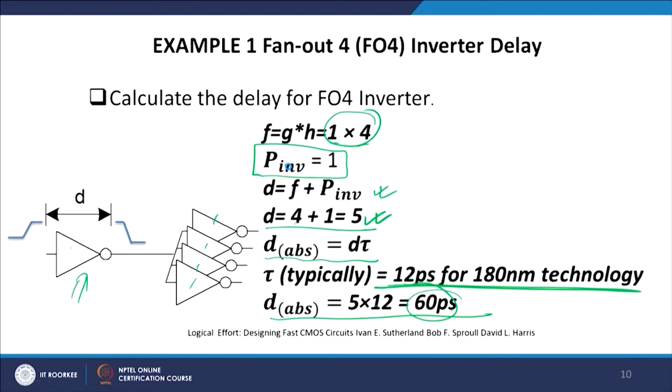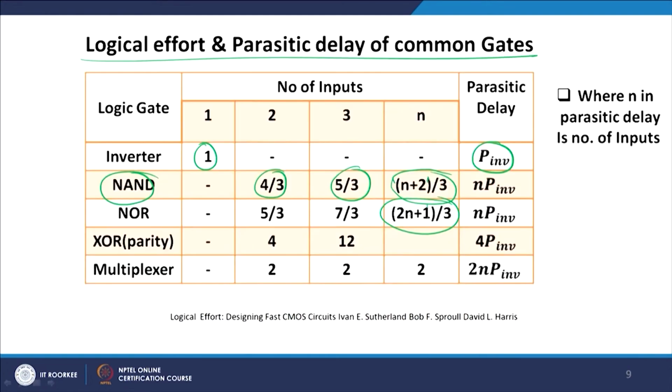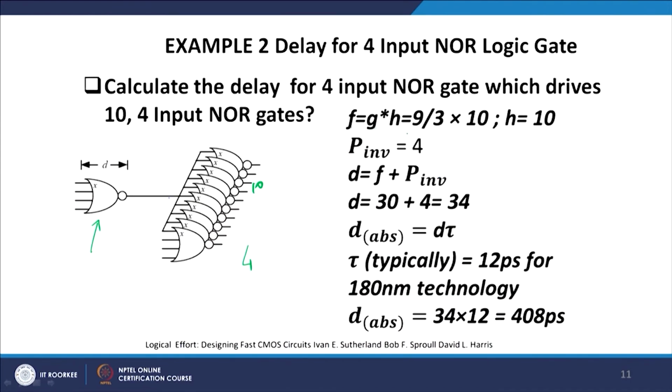Let me just show it to you. For a 4 input NAND gate, 4 twos are 8 plus 1, which is 9 by 3, and that is what you get. 9 by 3 multiplied by 10, because the gates are equally sized. So, H will be equal to 10, right.